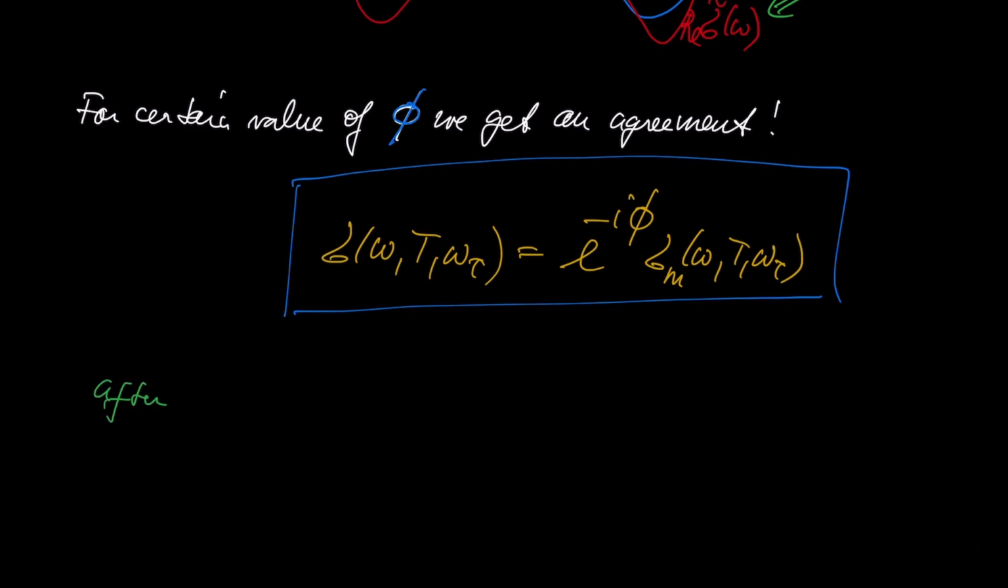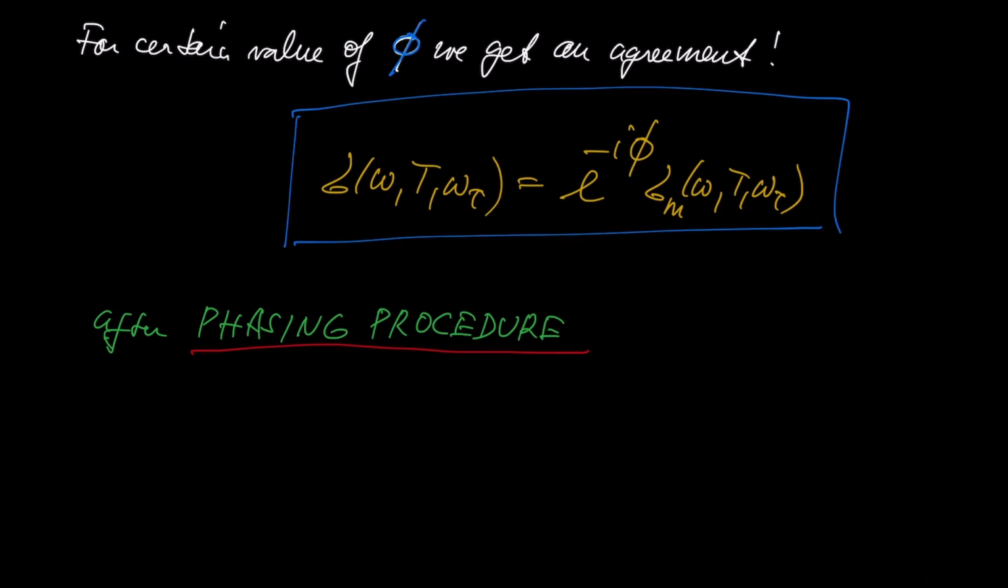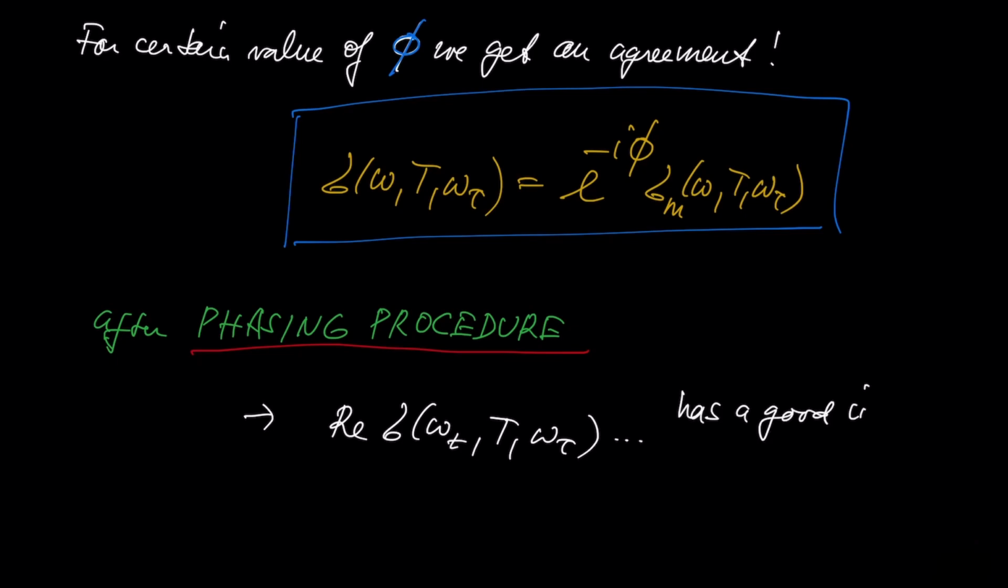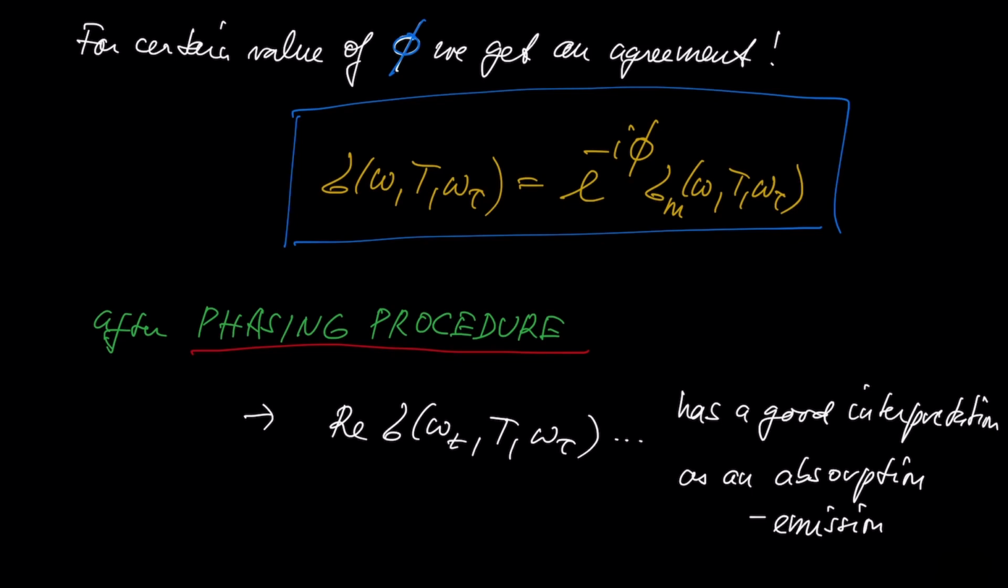So after the phasing procedure, that's basically what I have just described, we have a spectrum that has the following interpretation: the real part, sometimes we use omega t for this real part, has a good interpretation as an absorption-emission plot.